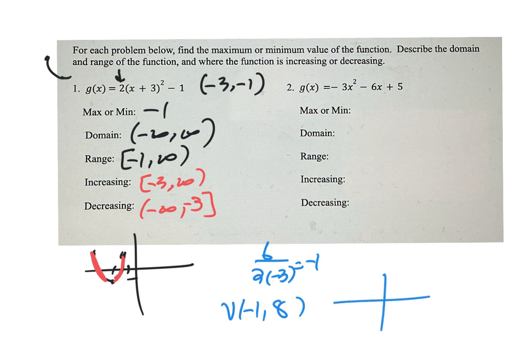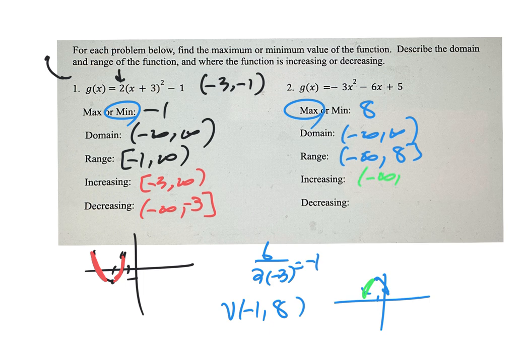The 3 is negative. So if I go to (-1, 8), which is up here somewhere, it's going to open down. So it means it's a max. Oh, I should have circled min on that other one too. It's a max, and the value is 8. The domain is always all reals. The range, this time since it's going down, is from -infinity up to 8. It's increasing from -infinity until -1, remember, we're using the x's, and that means it's decreasing from -1 to infinity. Hope that makes some sense.